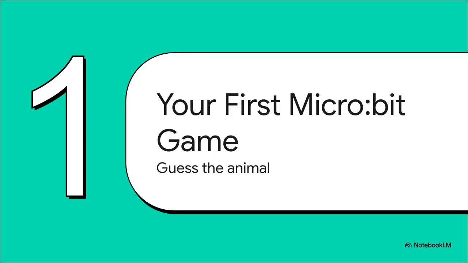So what are we actually building? We're starting with a classic, a simple guess the animal game. The idea is the microbit flashes an image of an animal on its little screen, and your friend has to guess what it is. It's simple, it's fun, and honestly, it's the perfect first project to get your feet wet.